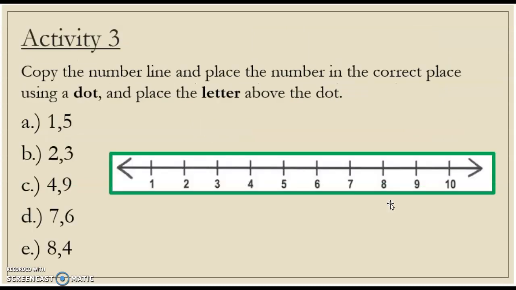Right. Activity 3. First copy the number line and then place the number in the correct place using a dot. And then place the letter above the dot. So for example, A, place A where you think the correct place will be and put an A above the dot. Pause the video, complete activity 3.